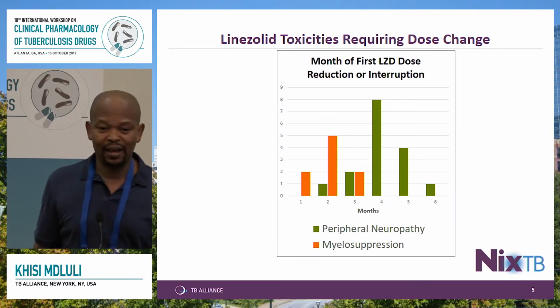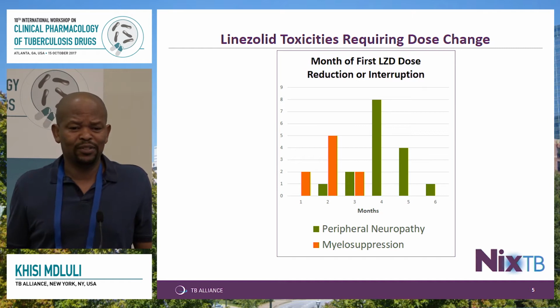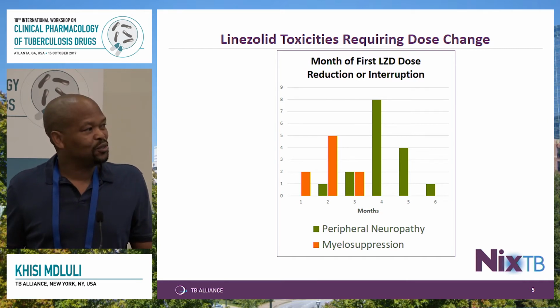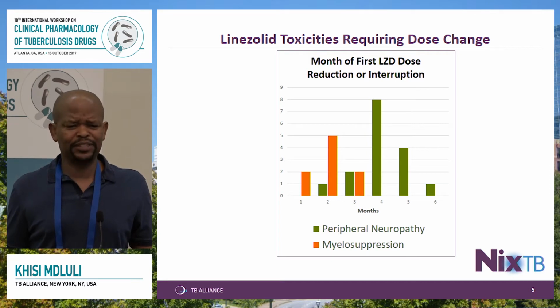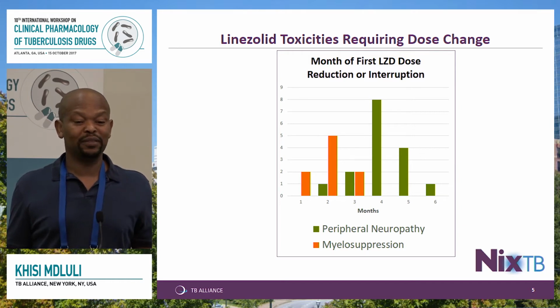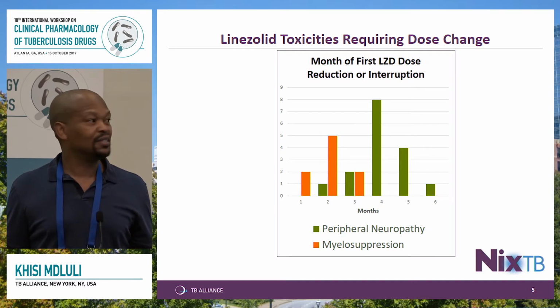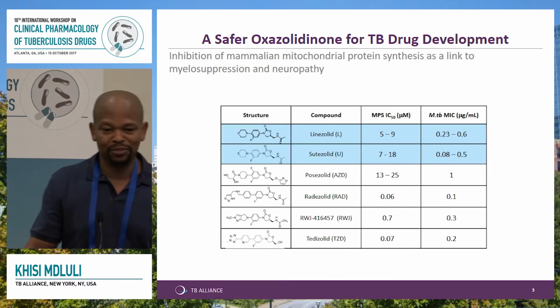So for that, this is another example of the toxicities. In red, you see myelosuppression that comes up, mainly peaks at about 2 months of therapy, and then it continues the rest of the time. And peripheral neuropathy peaks at about 4 months. So these are all linezolid toxicities that we figured we should remove.